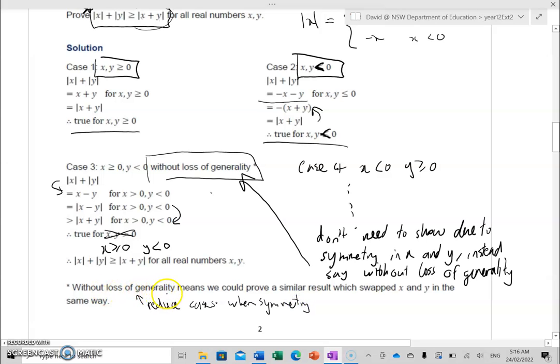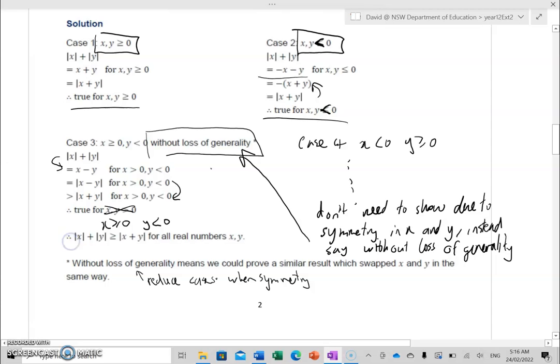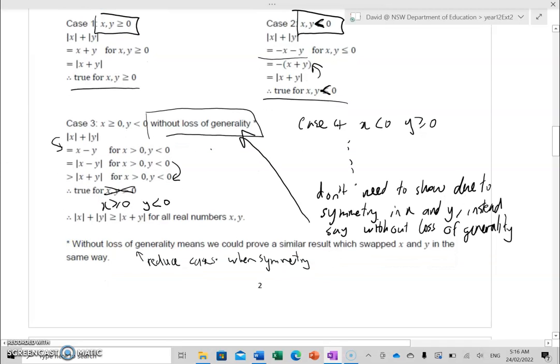So without loss of generality means we could prove a similar result which swapped x and y in the same way. It's just a way for us to reduce cases, reduce the amount of writing. So an interesting thing to look up, and an interesting thing that is used in proof when there is symmetry to reduce the amount of cases we're looking at.